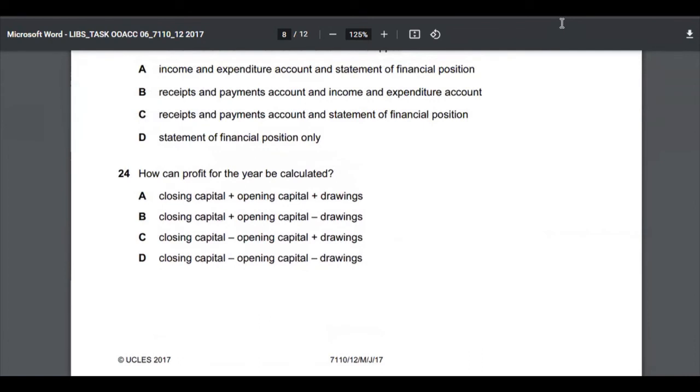Let's look at multiple choice 24. Multiple choice 24 is how can profit for the year be calculated? This is a very simple basic question that by now, when you look at it, you should immediately be able to tell the answer, right?